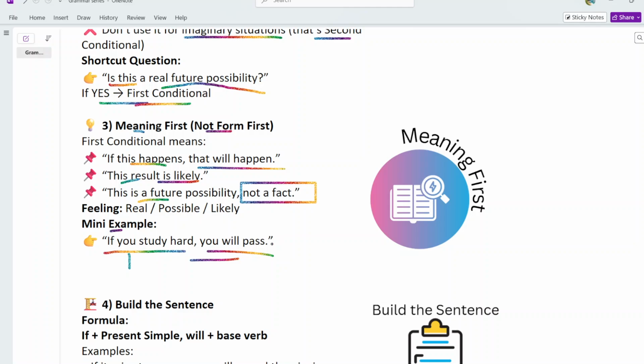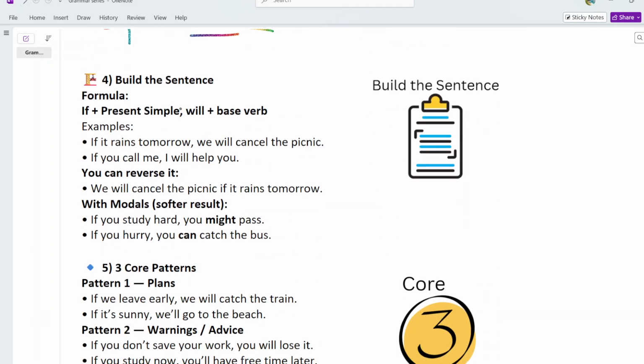That's as easy as it gets. Okay. So you are not stating a fact, you're not imagining a dream, but you are really talking about a real possibility that will occur in the future. Only then are you looking at using your first conditional. Let's look at the sentence form, in other words, the formula for this particular conditional.